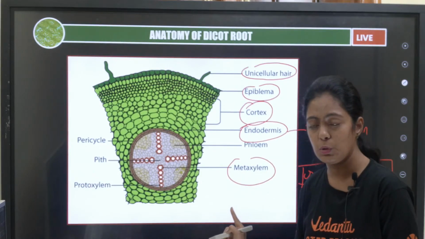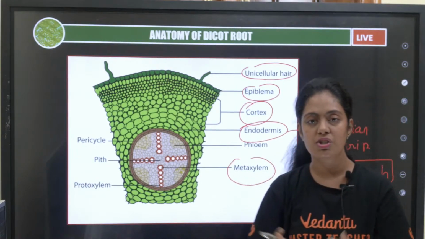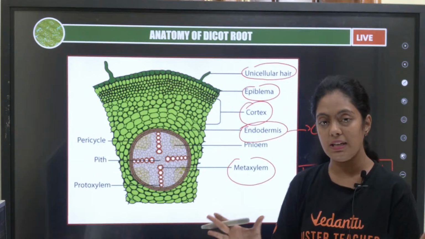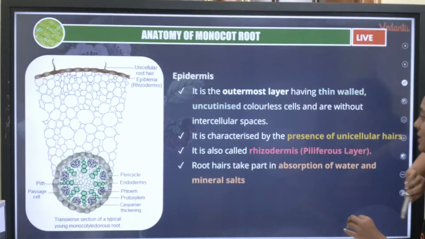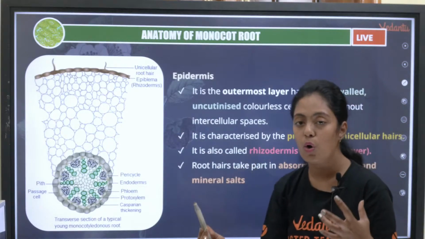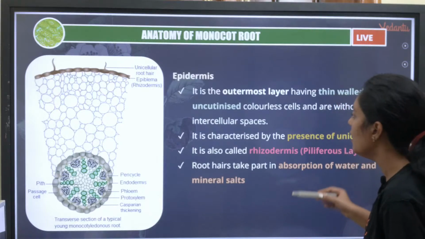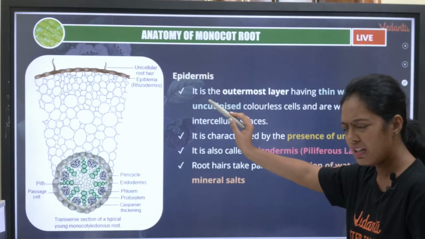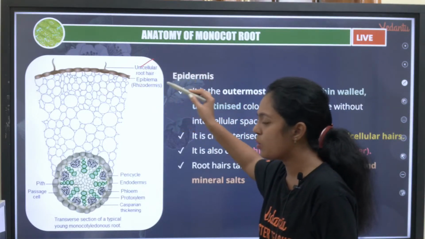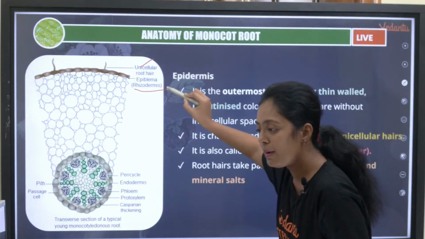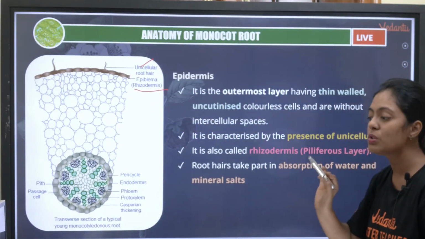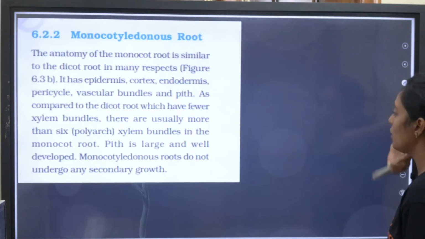Very important point. Okay, so now do you know the dicot root? The monocot root is very easy to study. Let's try to understand what the difference is here between the monocot root and the dicot root. You have the epidermis, the same thing here. You have the epidermis which is also called epiblemma. This epiblemma we also call the rhizodermis.